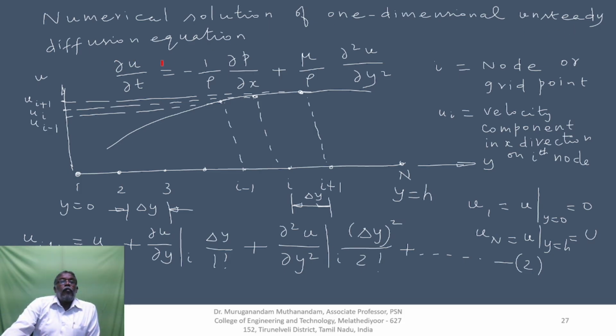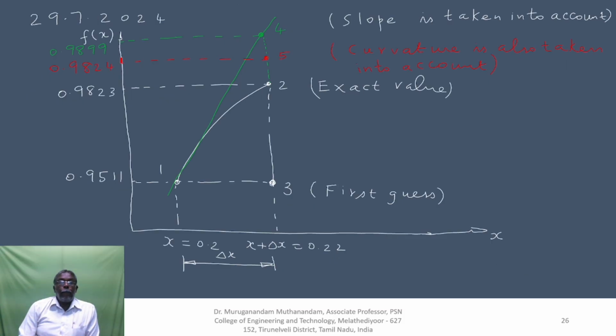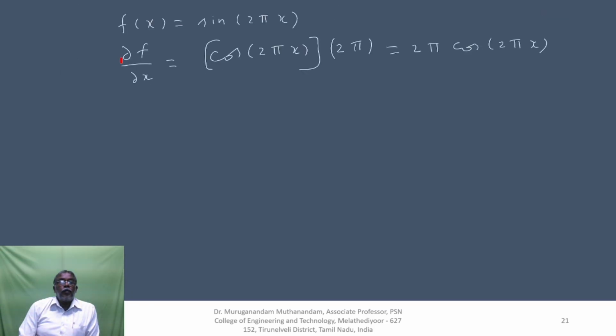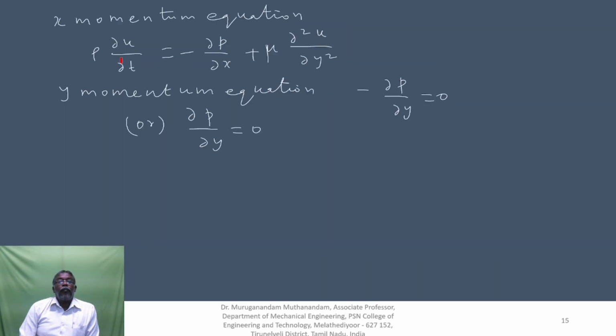What is that diffusion equation? The x momentum equation, which we have arrived at in the previous part of this lecture. The x momentum equation: rho partial u upon partial t is equal to minus partial p upon partial x plus mu partial square u upon partial y square.